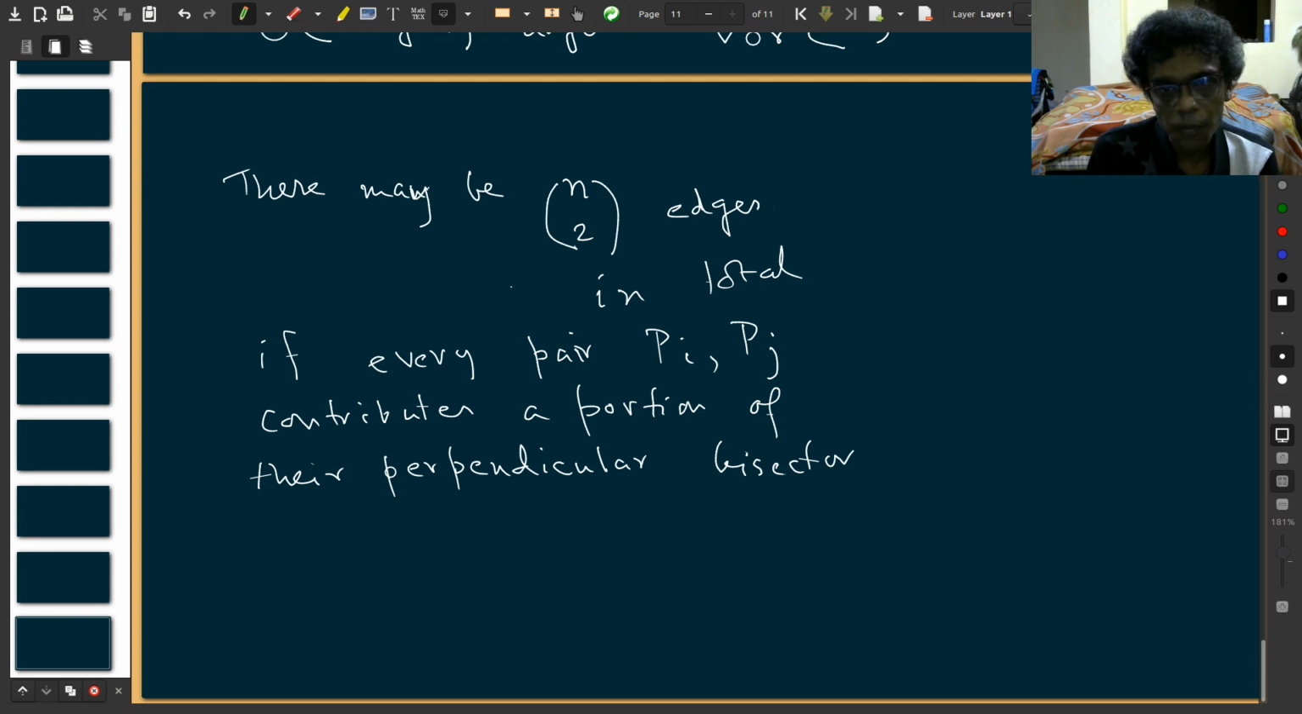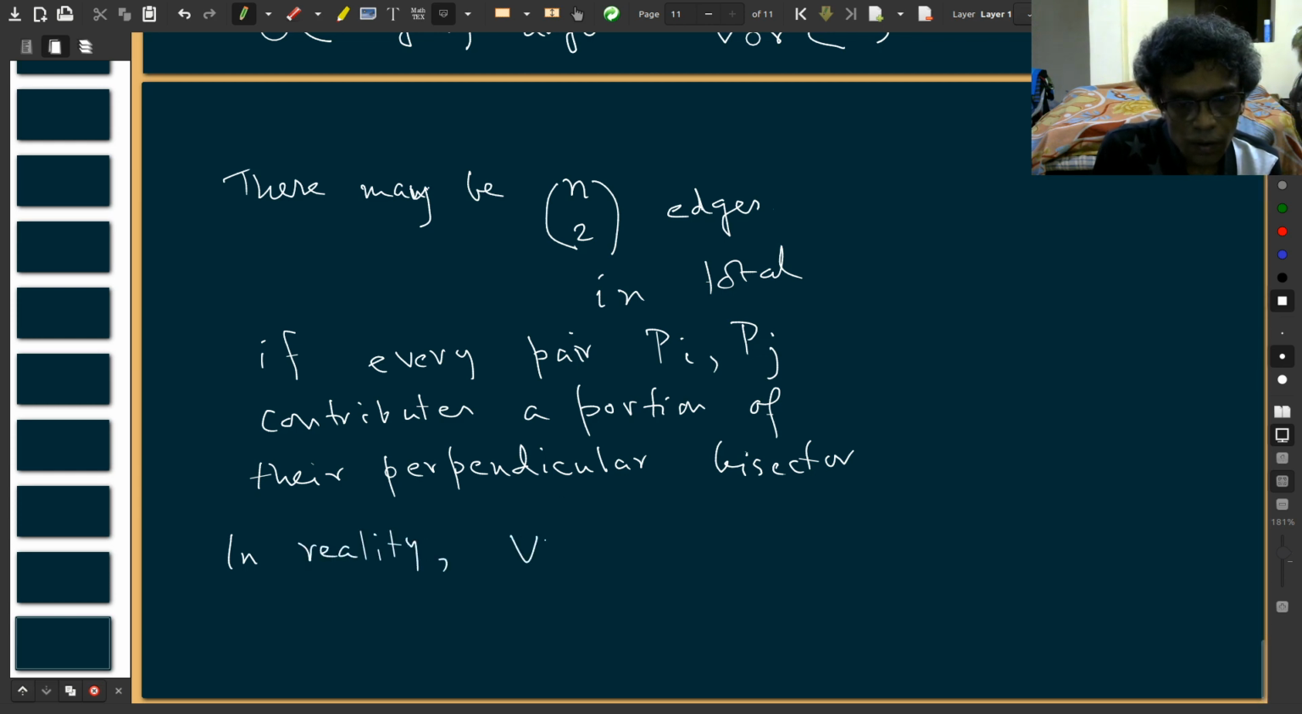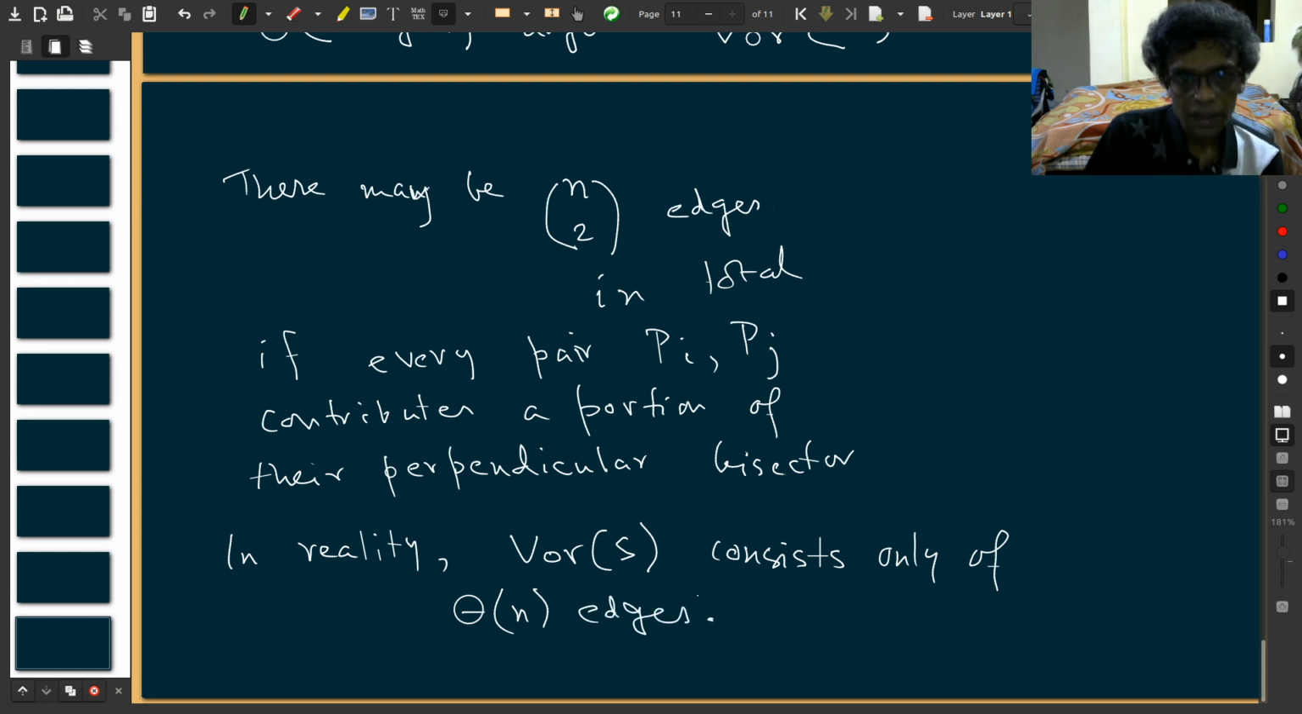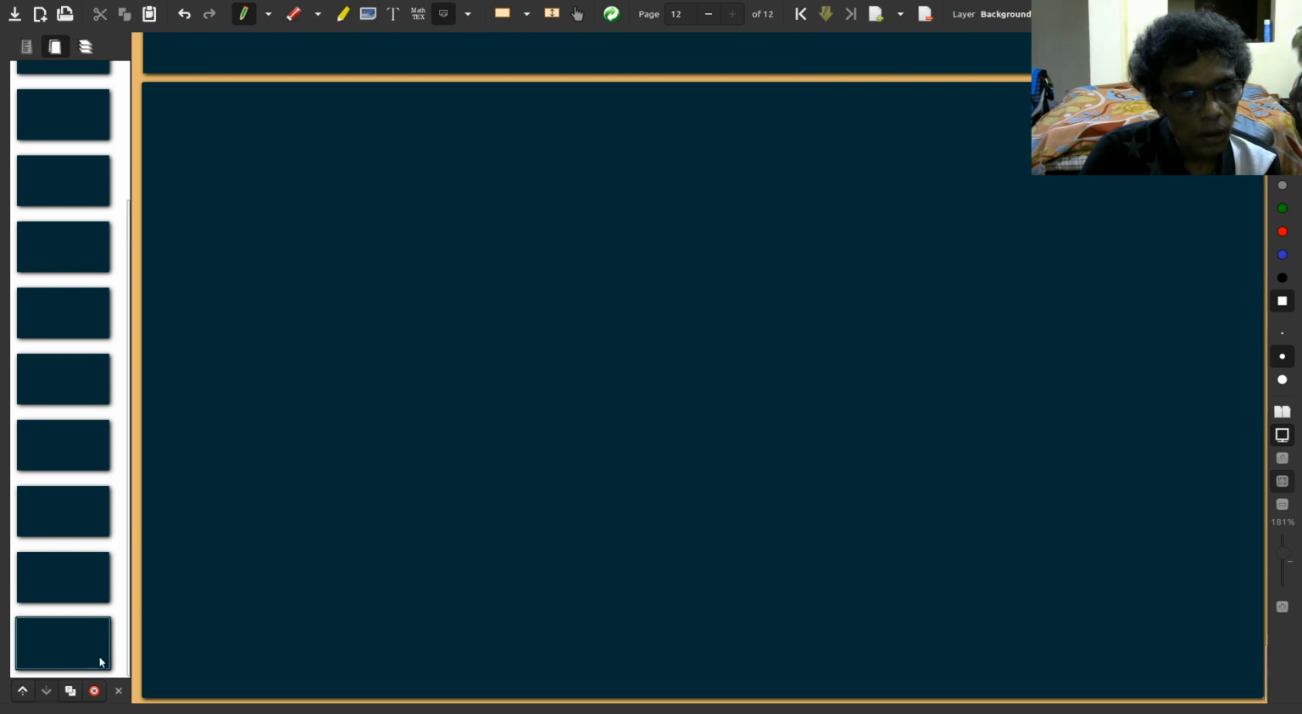So that's a very important thing. In reality, the Voronoi diagram of S does not consist of big theta of n square edges. It consists only of big theta n edges. Okay. And therefore, an n log n algorithm would be a reality. So, I will give a justification before stopping today. Why is this the case?